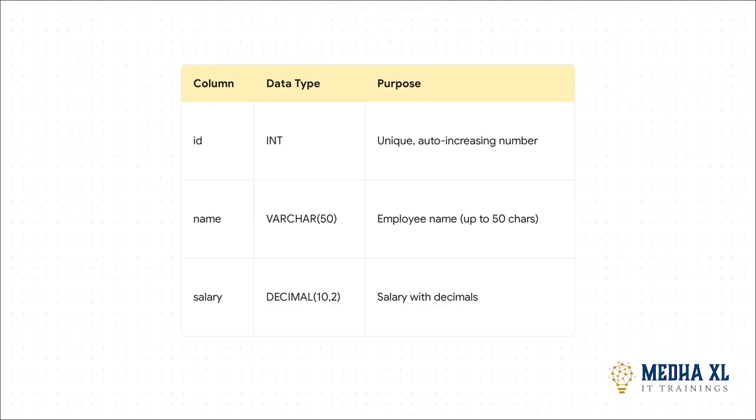All right, let's zoom in and really break this down. We're setting up 3 columns: id, name, and salary. And for each one, you can see we're giving it a data type. INT, that's just short for integer, so whole numbers. VARCHAR(50) means it can hold text, like a name, up to 50 characters long. And DECIMAL(10,2), well, that's for numbers with a decimal point. Absolutely perfect for things like money.